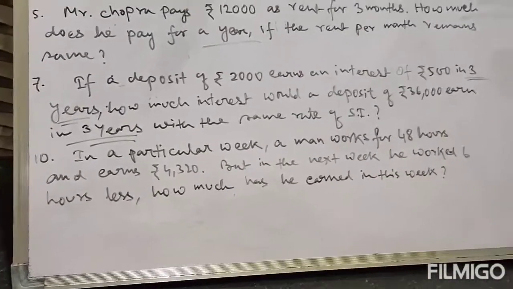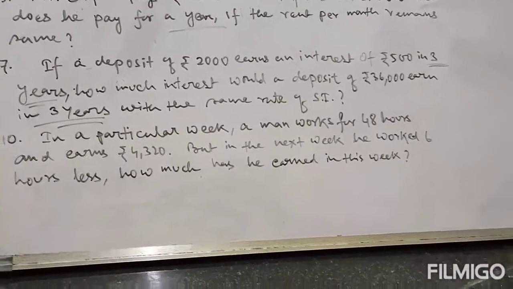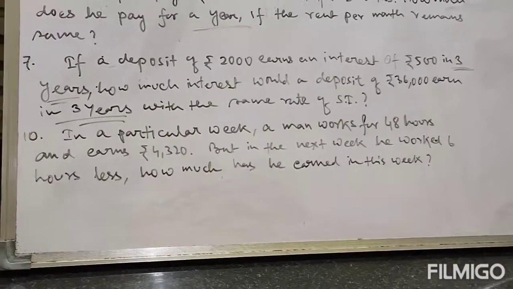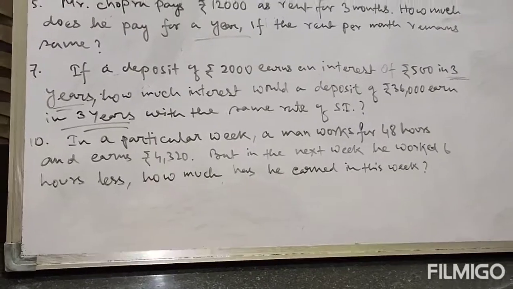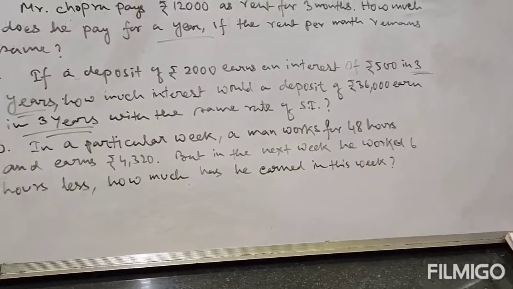Time remains the same, 3 years for both the cases. Clear? So a deposit of 2,000 earns interest of rupees 500. You will calculate for the deposit of 36,000. What amount of interest will you get? Time remains the same for both the cases.